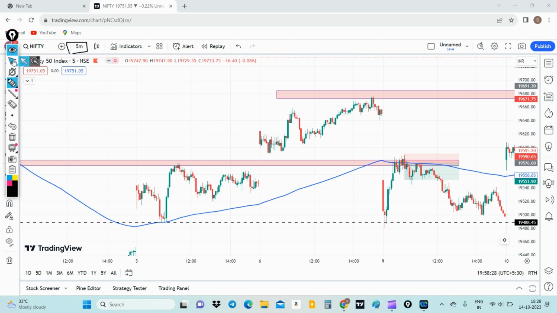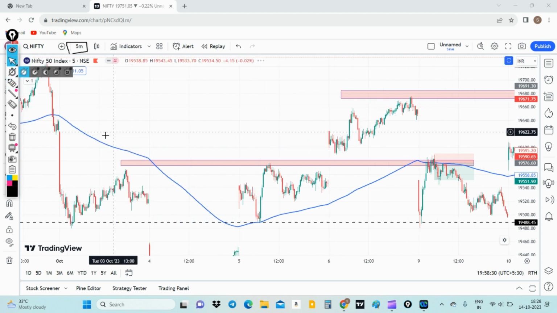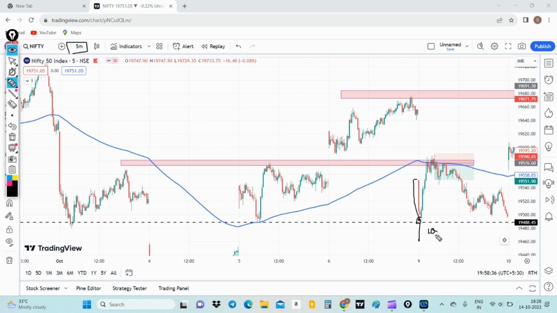So on Monday, I saw there was a setup being formed over here. There was a gap down in the Monday morning, and then Nifty took support around 19,480 odd levels, and then from there we saw Nifty bounce till 19,580 levels. So almost 100 points it rallied on the intraday basis.